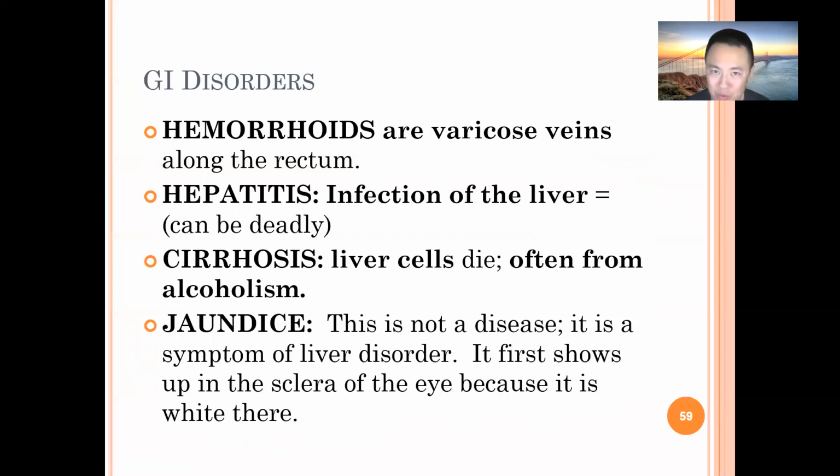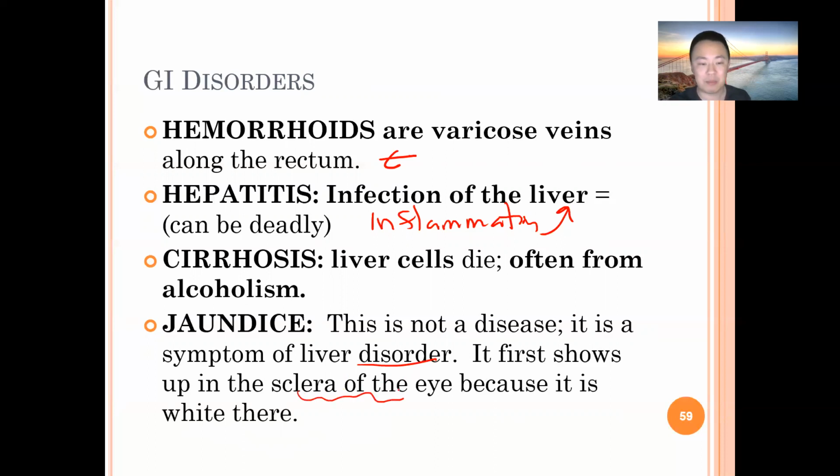Another type of GI disorder here are the hemorrhoids, which are varicose veins that are found along the rectum. Hepatitis here is an inflammation of the liver, and these can be deadly. Cirrhosis here is when the liver cells die, often due to alcoholism. And jaundice here is not a disease, it is just a symptom of liver disorder, and it first shows up in the sclera, the white of your eye, as a yellowish orange color.